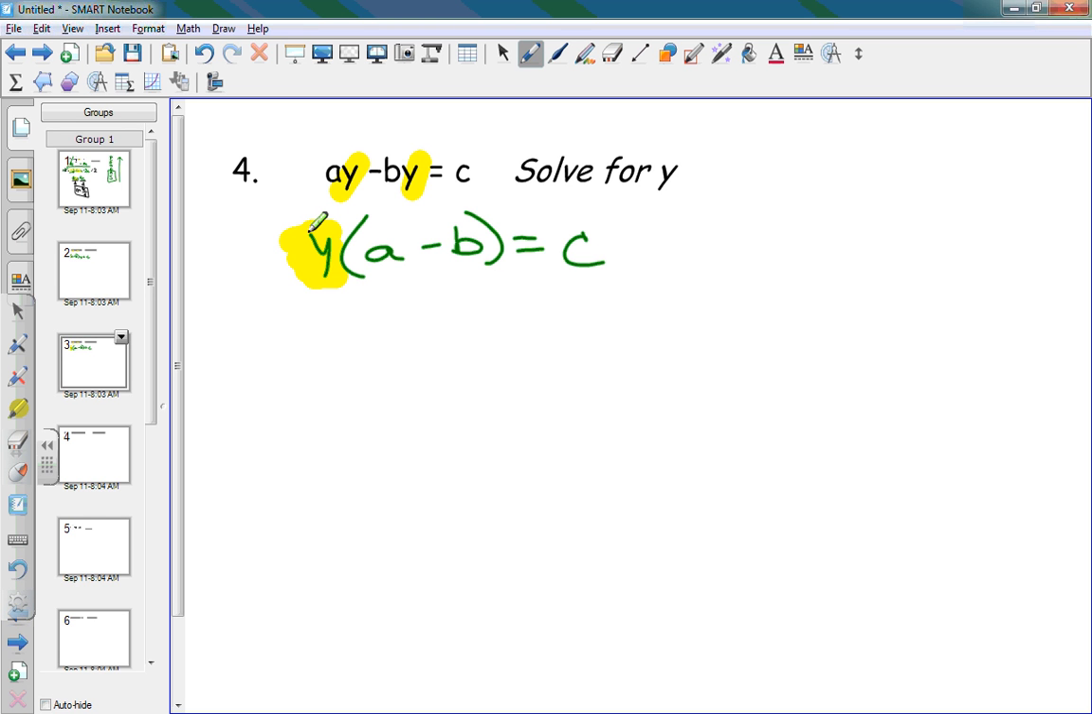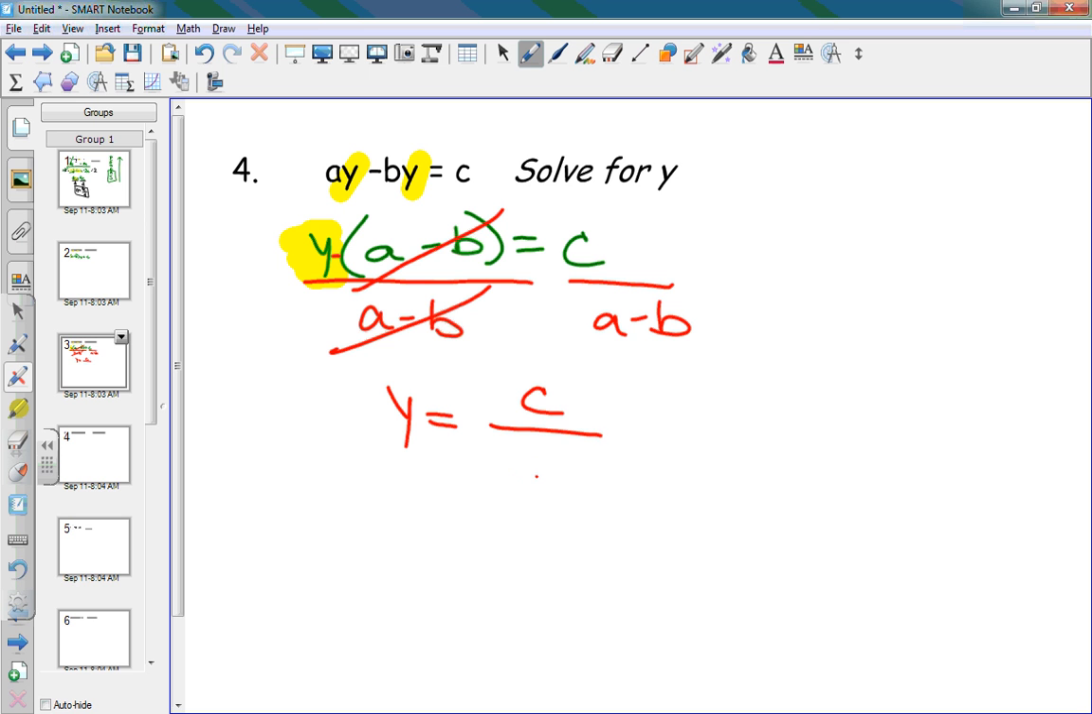The way I'm going to do that, it's attached by multiplication, so I'm going to divide by it on both sides. That's gone, and I'm left with y is equal to c over a minus b. How many of you got that? You can keep the parentheses if you want. It's kind of a moot point. It doesn't really matter. Be there or cannot be there. Okay? Do we all understand that? Yay or nay? Yeah. Magnificent.